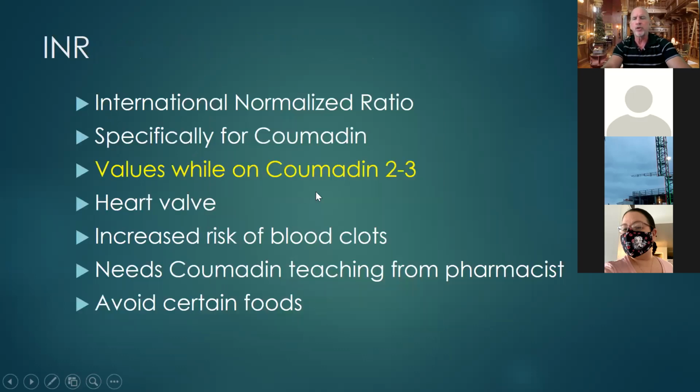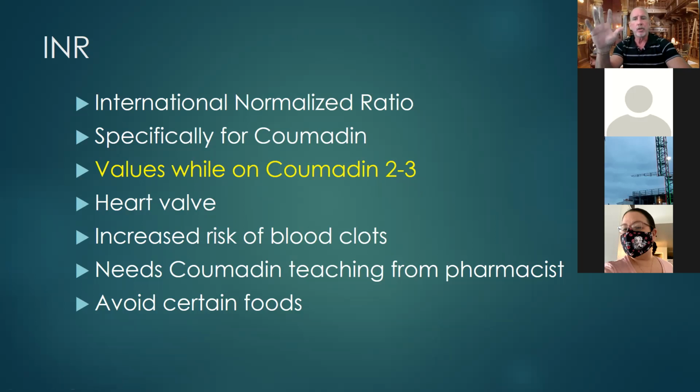Now, if we're sending the person home on Coumadin, we don't want them to clot. So we want that value to be higher. And this is a number that will be ingrained in your head for the rest of your life. The normal therapeutic value for somebody who is on Coumadin, their INR should be 2 to 3.